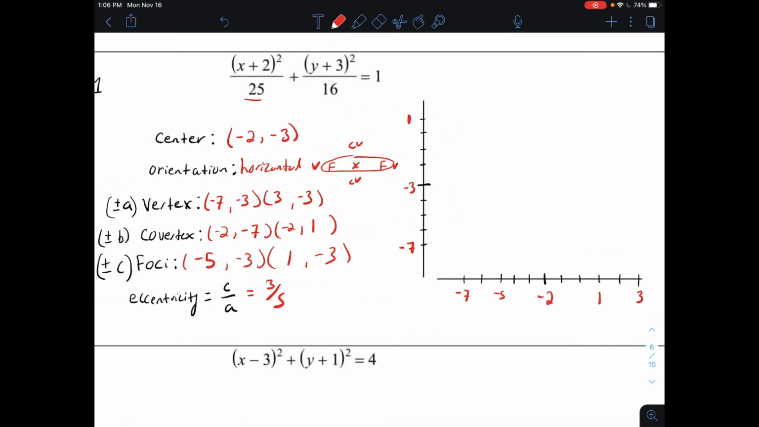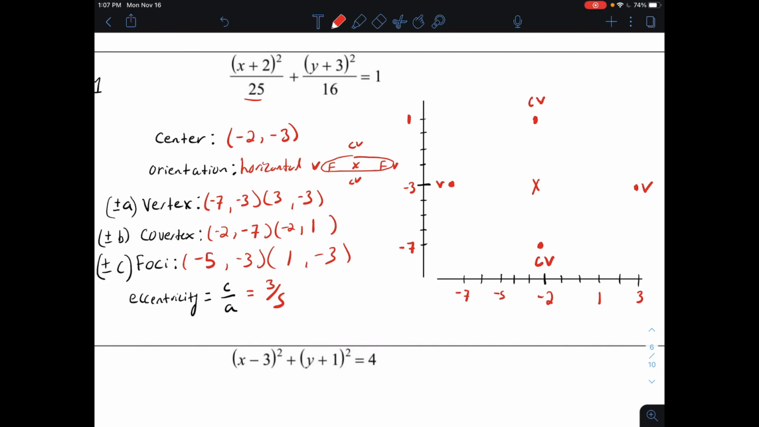All right, so we'll try to graph this. We have our center at -2, -3. I'm just going to mark that with an X. We have vertices at -7, -3 and 3, -3. I'll put a dot there with a V. Now, remember the vertices are the endpoints of the major axis, and the distance from end to end of my major axis will be 2 times a. The endpoints of my minor axis are my co-vertices, which happen in this case at -2, 1 and at -2, -7, which means that the minor axis has a length of 2 times b.